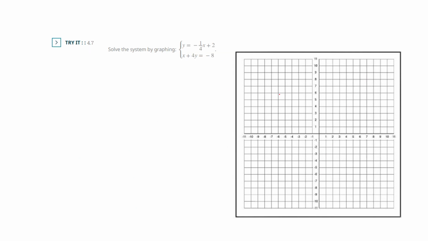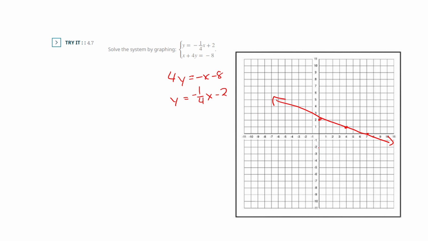Okay, this one we start here at 2. Go down 1 over 4. All right, now let's solve this bottom one here. We've got 4y equals negative x minus 8. Now the 4 is going to go into both, so I'm going to get negative 1/4 x minus 2.